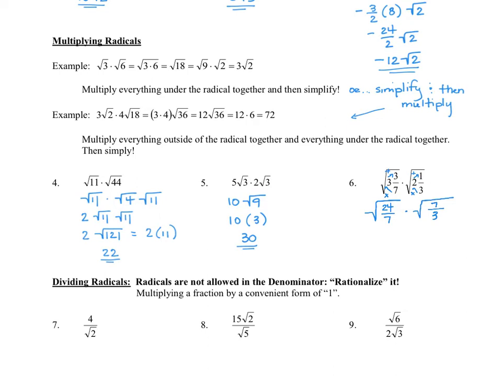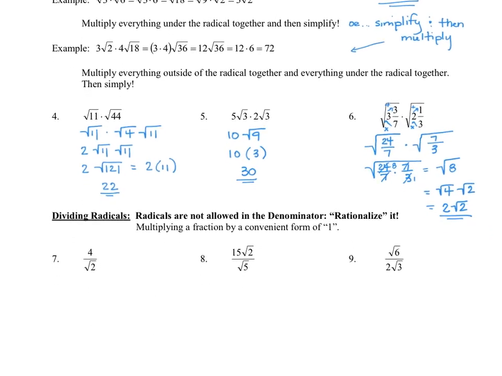And then we can put them together under one radical. So we have 24 over 7 times 7 over 3. And if we start to simplify first, you can see the 7's go, and 3 goes into 24 8 times, and into 3 once. So we're left with just the square root of 8, which can be broken down into the square root of 4 and the square root of 2, which ultimately leaves us with 2 rad 2.